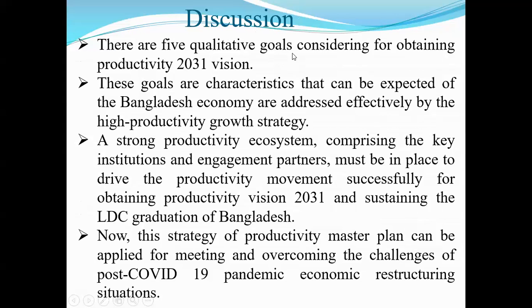There are 5 qualitative goals considered for obtaining the productivity 2030 vision. These goals are characterized so that challenges of the Bangladesh economy are addressed effectively by the high productivity growth strategy. A strong productivity ecosystem comprising key institutions and engagement partners must be in place to drive the productivity movement successfully, obtaining the productivity vision 2030 and sustaining the LDC graduation of Bangladesh. Now, the strategy of the productivity master plan can also be applied to overcoming the challenges of the post-COVID-19 pandemic economic restructuring situation.